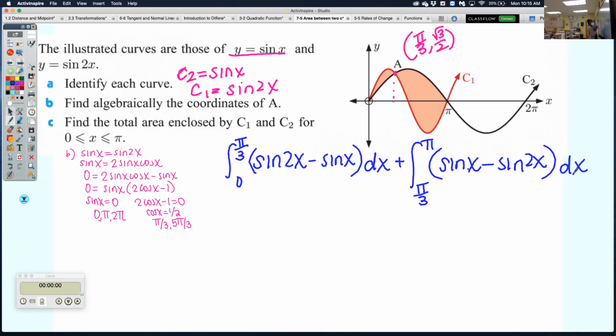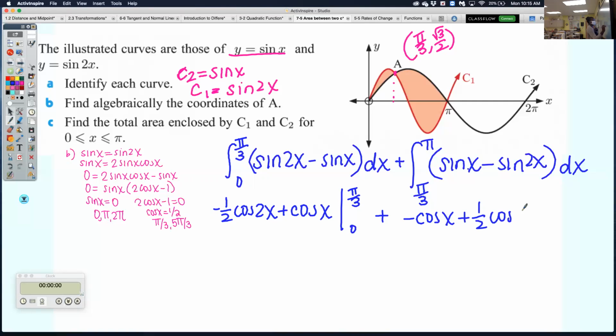The antiderivative of sine 2x is negative 1/2 cosine 2x. Remember, that's one of your linear factor formulas. The integral of sine x is negative cosine x, but two negatives make a positive. I'm going to evaluate that from 0 to pi over 3. And then on the other side, I keep going. I'm going to add the antiderivative of sine x minus sine 2x, which is negative cosine x plus 1/2 cosine 2x. And that will be evaluated from pi over 3 to pi.